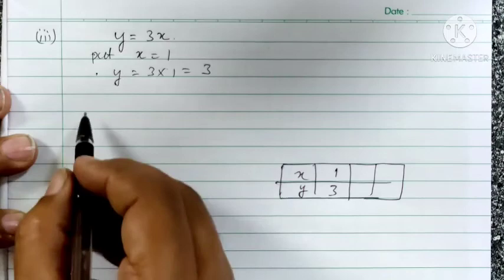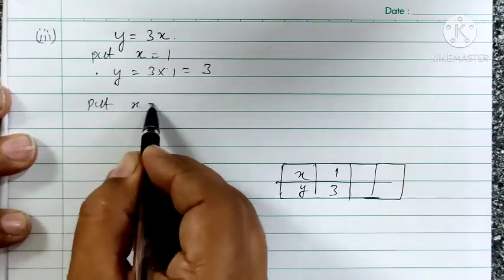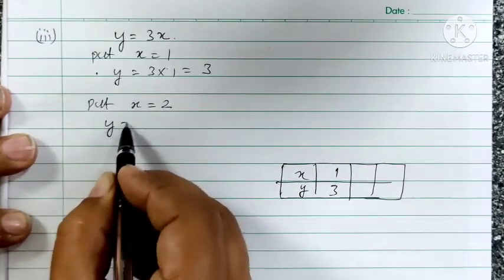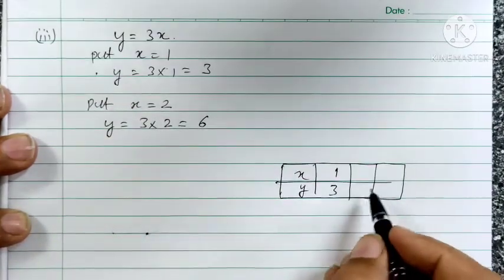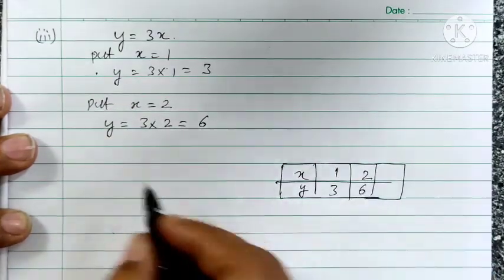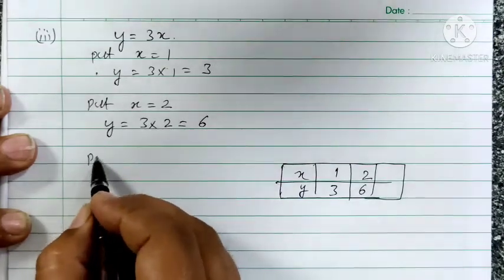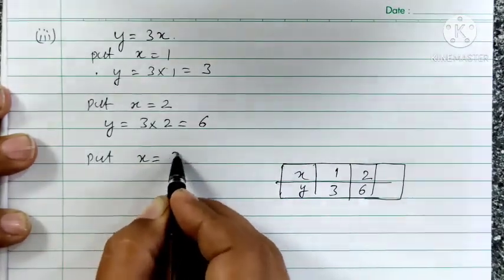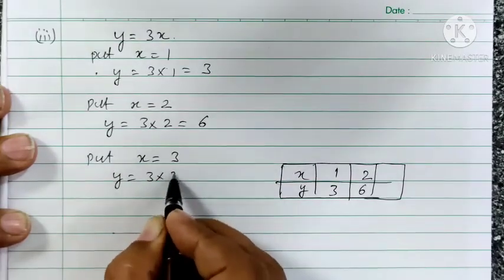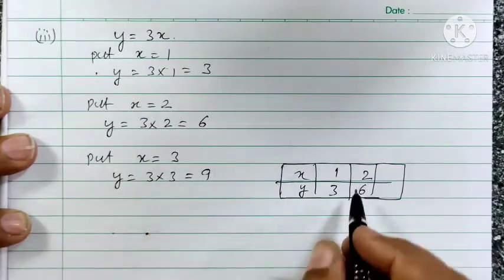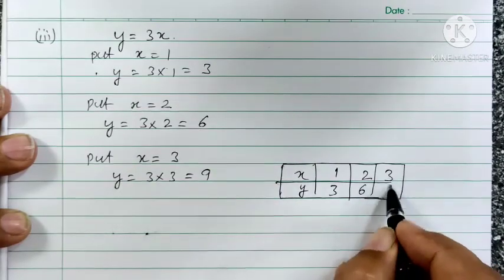Now we'll take another value, that is put x equals 2. Then we'll get y equals 3 into 2, that is equal to 6. So another solution we have got is (2, 6). Then put x equals 3. So we'll get another solution, that is y equals 3 into 3, and that is equal to 9. So another solution is (3, 9).